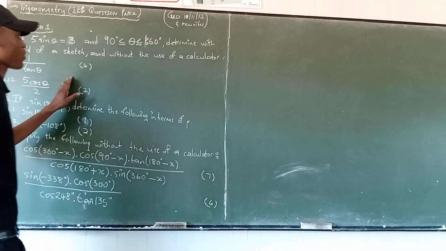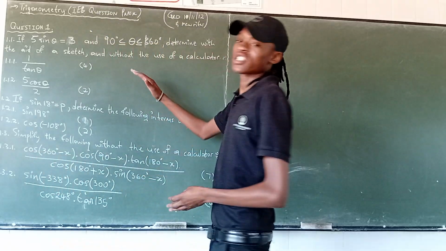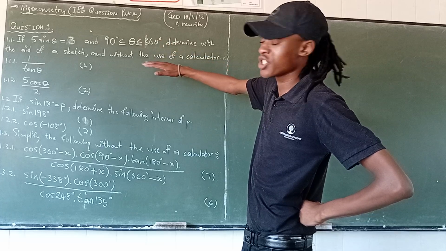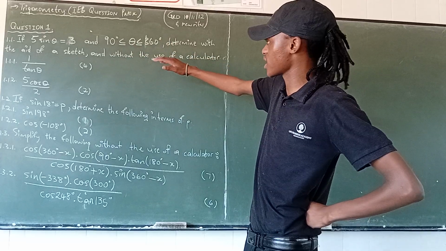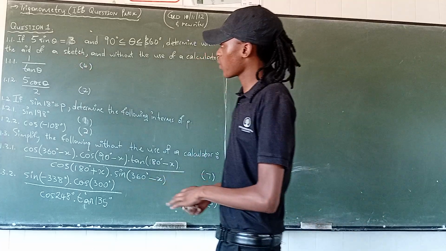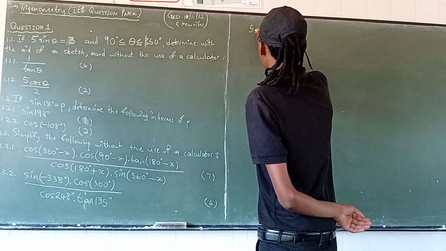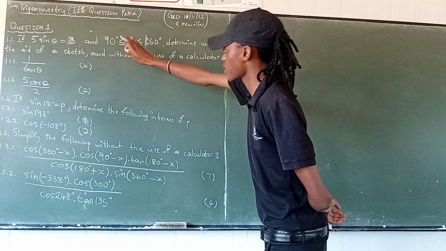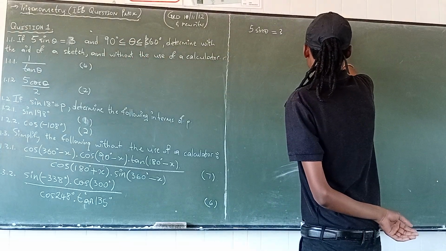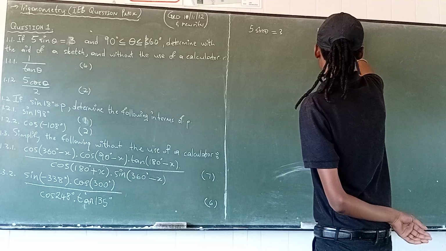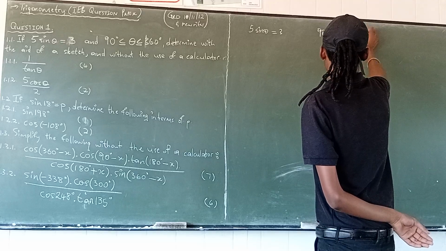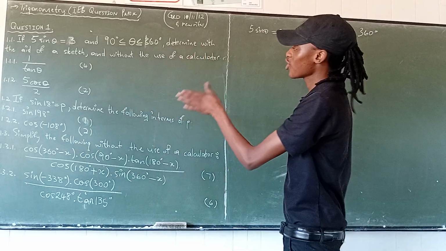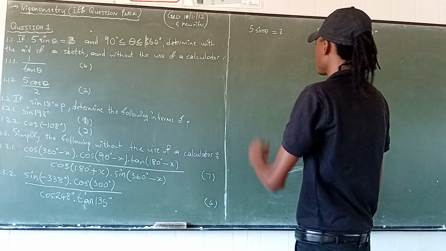All right. Let us focus now. We are given a question here which involves trigonometry. This is an IEB question paper written in June 2016. It says at 1.1, if 5 sine theta is equal to 3, and they gave you a restriction that 90 degrees is less than or equal to theta, and less than or equal to 360 degrees. They say determine with the aid of a sketch, without the use of a calculator.